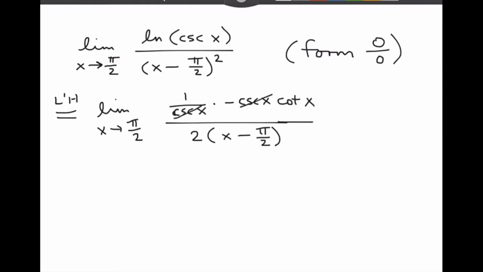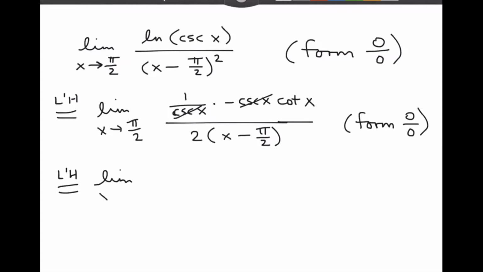And the cotangent of pi over 2 is the cosine of pi over 2 divided by sine pi over 2, which is 0 over 1. So this is still 0 over 0, or it has that form. All right, I don't want to say it is. So let's use L'Hopital's rule again. I think one more time is going to do it.